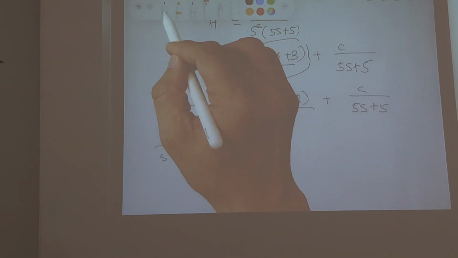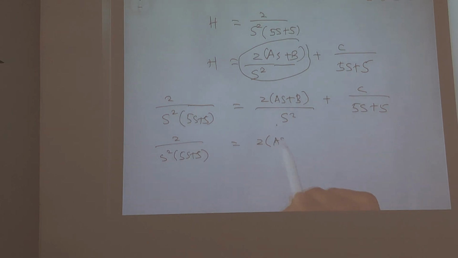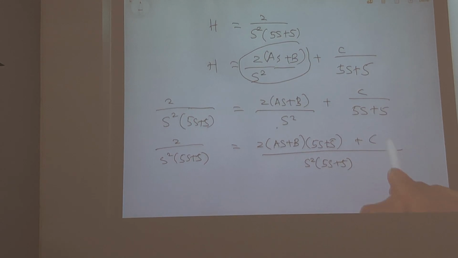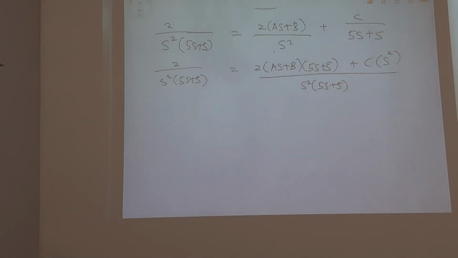The top one got 2 equal to A over S plus (B times 5S plus 5) over (S squared plus 5S plus 5) plus C multiplied by S squared. Correct?